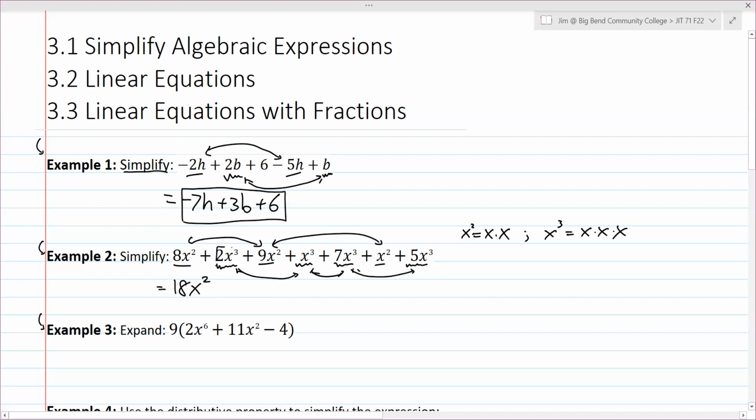We have 2 plus 1 plus 7 plus 5. I'll say this again, 2 plus 1 plus 7 plus 5. What would the answer be? 15, right? So the answer would be 15x cubed. So that's how you simplify an expression, and problem solved.